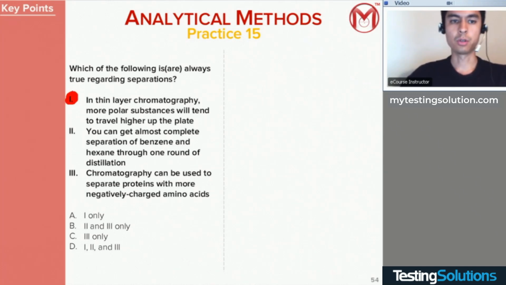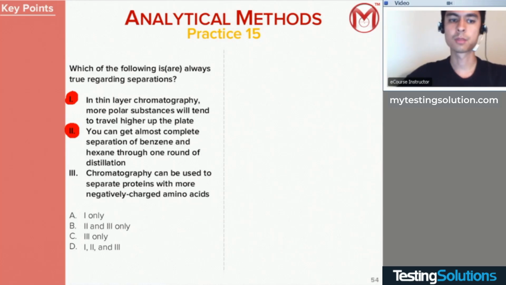Number 2, you can get almost complete separation of benzene and hexane through one round of distillation. Now, they both have the same number of carbon atoms. They both have, functionally, in reality, very, very similar boiling points. They're almost identical boiling points. So you're not going to be able to separate them through one round. You want molecules with very different boiling points.